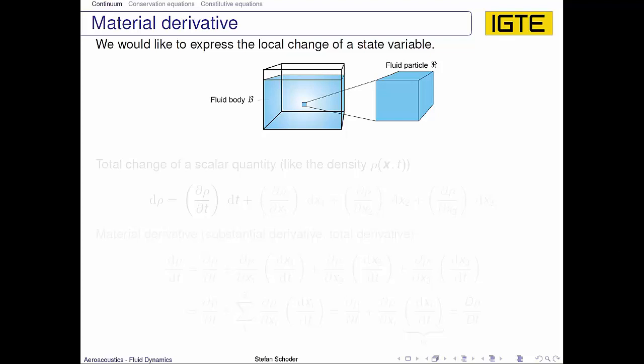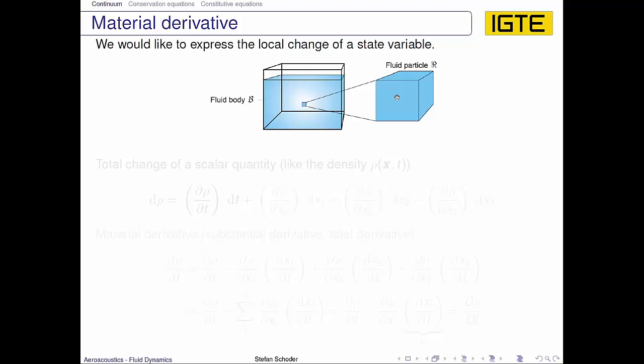Welcome to this video about the material derivative, also called substantial derivative or total derivative. The idea is we would like to express the local change of a state variable within a continuum and a control volume. So we have a fluid body B, which is defined by a control volume, and in there we have a fluid particle R, which is already a continuous representation of the real physical particles.